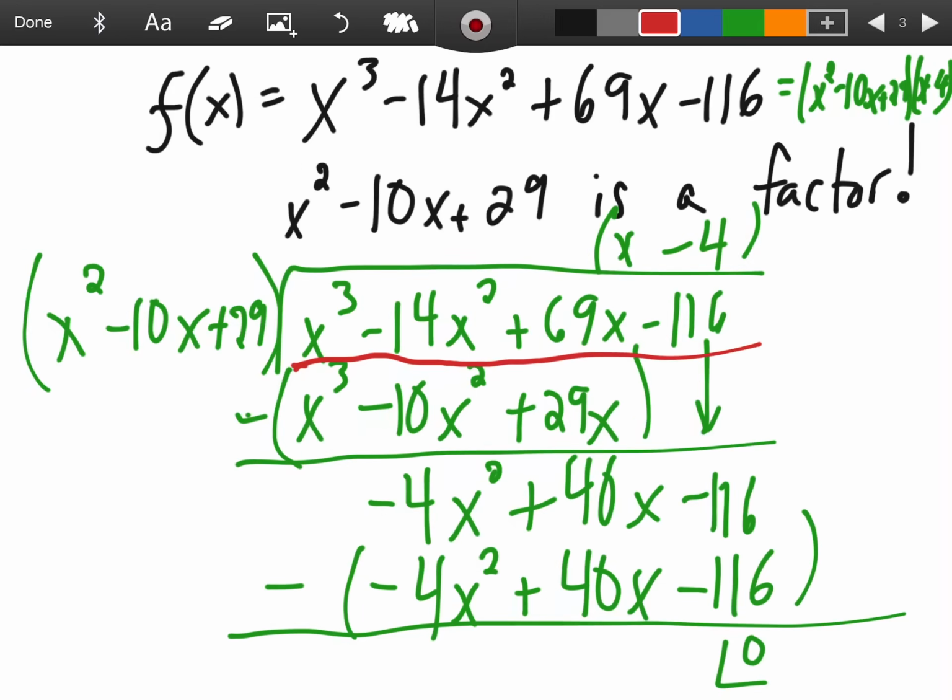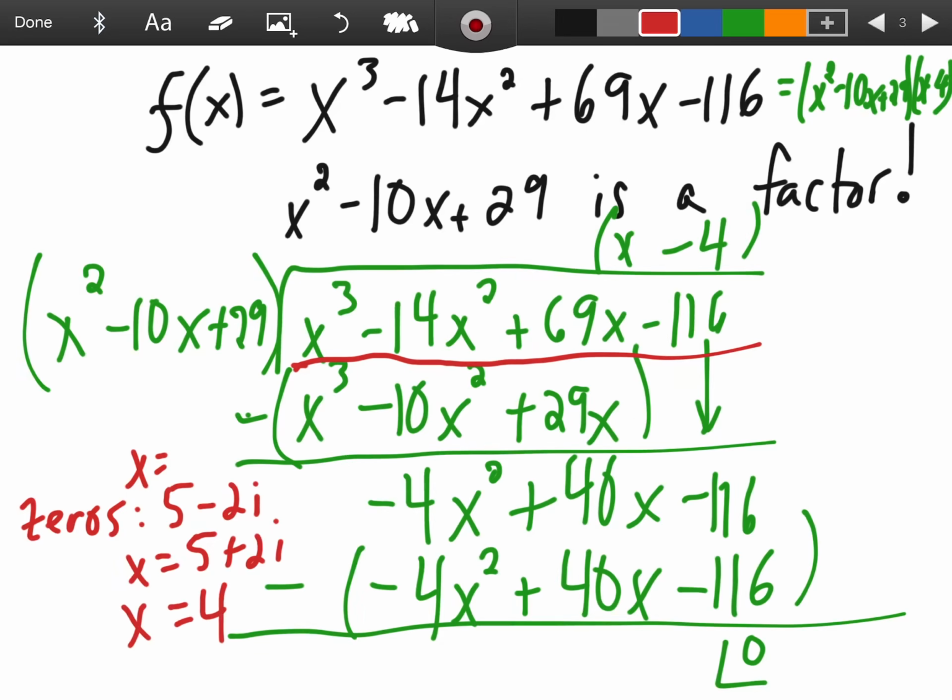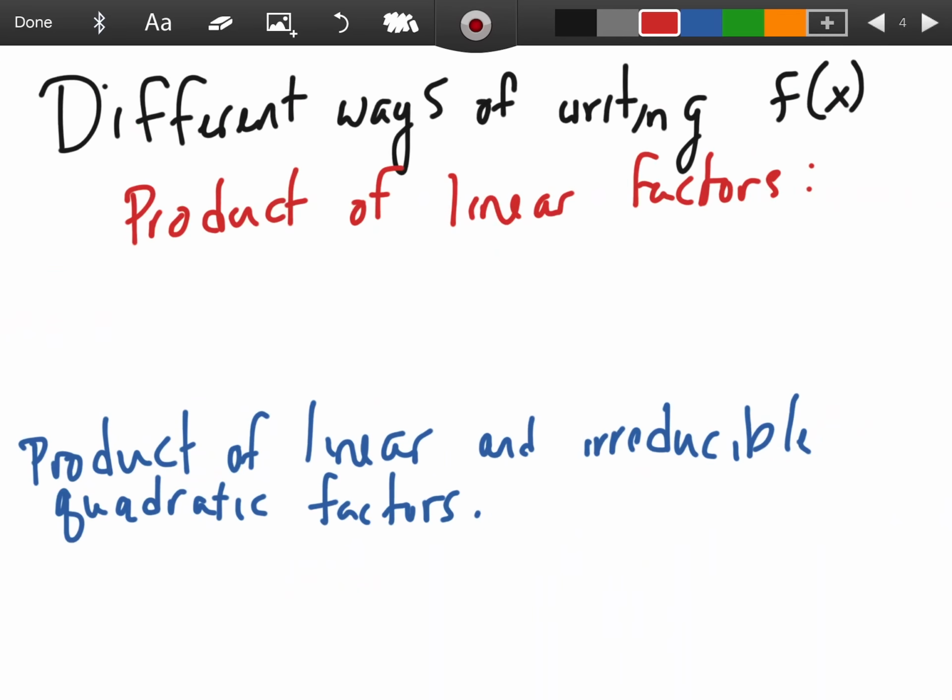All right, so let's now talk about, well, what are my zeros of the function? I know to start, if I go back, I was given x equals 5 minus 2i. Okay, and of course, these are all x equals. X equals 5 plus 2i is also a 0 of the function. And then x equals 4 is a 0 of the function. All right, if you were to plug in 4, you should get out 0. So now the question is, how do we really want to write f of x?